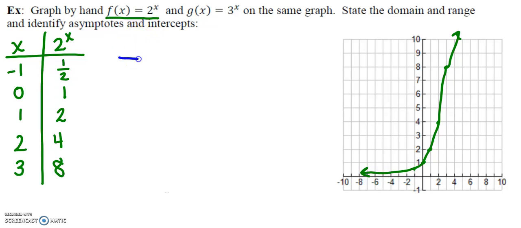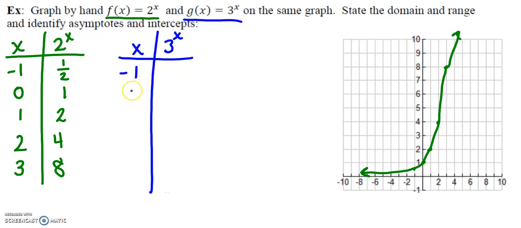Next, then I'm going to graph our g of x is 3 to the x. I'm going to do the same values, -1, 0, 1, 2, and 3. So 3 to the negative first would be 3 to the first, which is 3. Then take the reciprocal, so 1/3. 3 to the 0 is going to be 1. 3 to the first is 3.